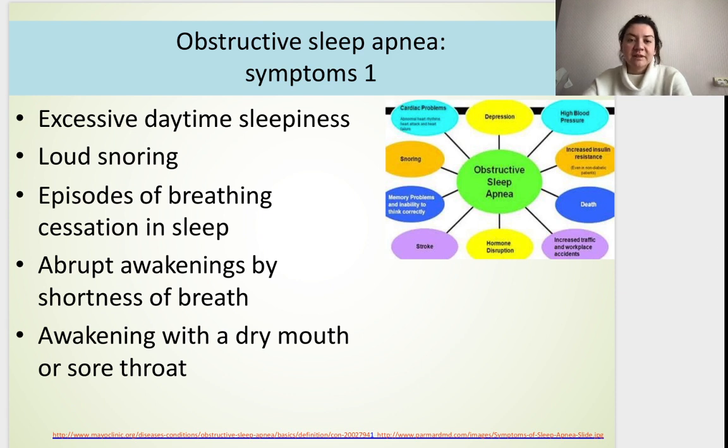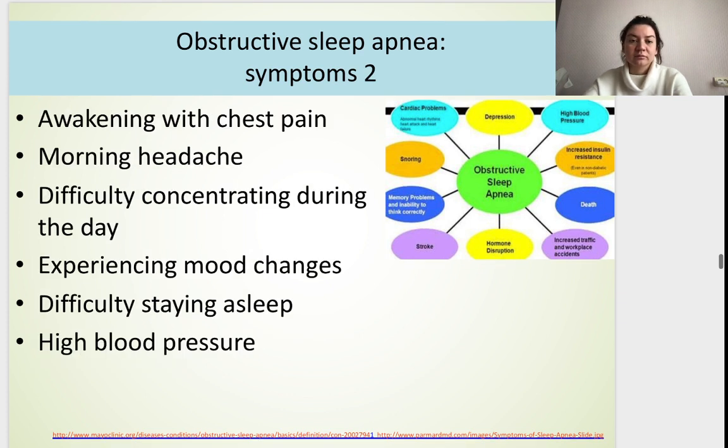Symptoms of obstructive sleep apnea. Excessive daytime sleepiness. Loud snoring. Episodes of breathing cessation in sleep. Abrupt awakenings by shortness of breath. Awakening with a dry mouth or sore throat. Awakening with chest pain, morning headaches, difficulty concentrating during the day, experiencing mood changes, difficulty staying asleep, and high blood pressure.